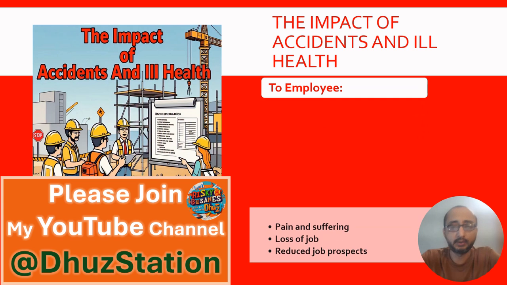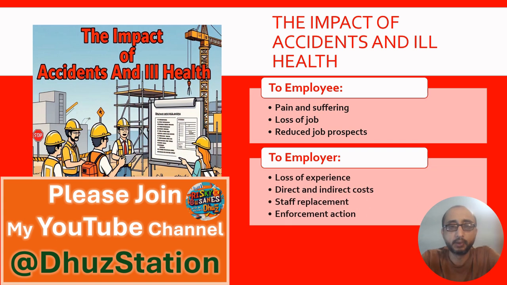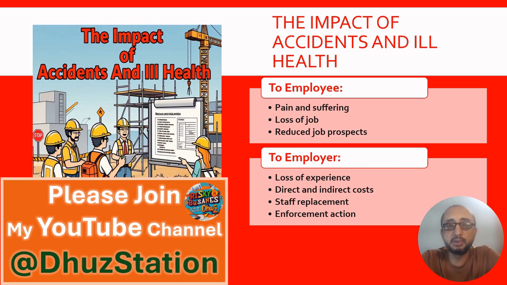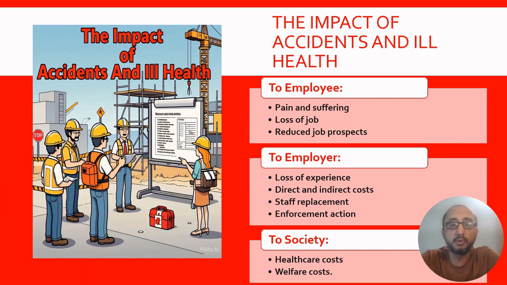Implications of accidents and ill health. The employee has to suffer pain and suffering. Maybe he loses his job. Maybe in the future he is unable to do any job because of permanent disability or ill health issues. The employer loses a skilled worker's competency level. Then direct and indirect costs the employer has to bear. Then enforcement actions: maybe there is a legal breach, then there can be consequences, imprisonment, fines, etc. The society also bears the consequences in the form of their healthcare programs and welfare programs. They feel the burden. So these are the implications of accidents and ill health.